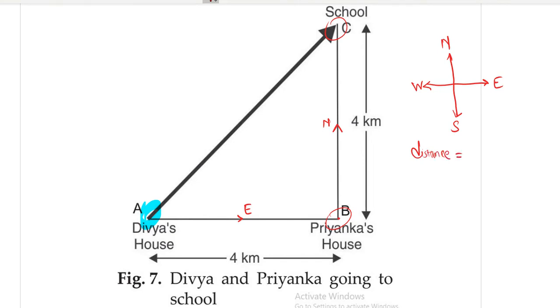What is distance? Distance is the length of total path covered by a body. So Divya is covering 4 kilometer first and then again 4 kilometer. In which direction does not matter. So the distance traveled by Divya will be 4 plus 4, that is 8 kilometer. Okay, what is the displacement?